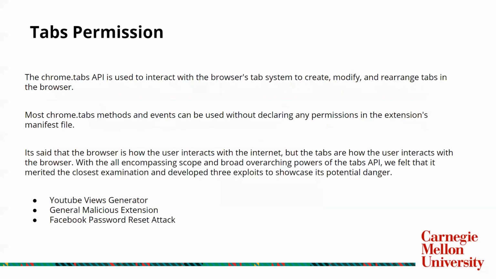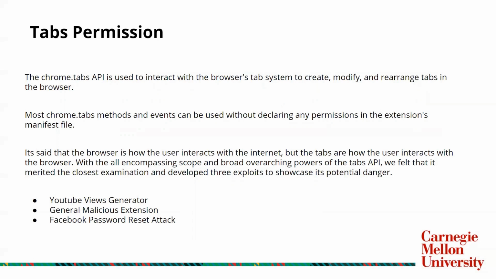Next. The Chrome Tabs API is used to interact with the browser's tab system to create, modify, and rearrange tabs of the browser. What's shocking is that most Chrome Tabs methods and events can be used without declaring any permissions in the extension's manifest file. It is said that the browser is how the user interacts with the internet, but the tabs are how the user interacts with the browser.